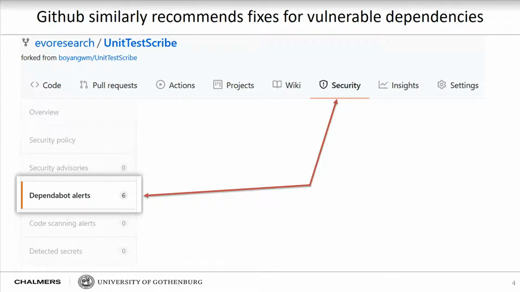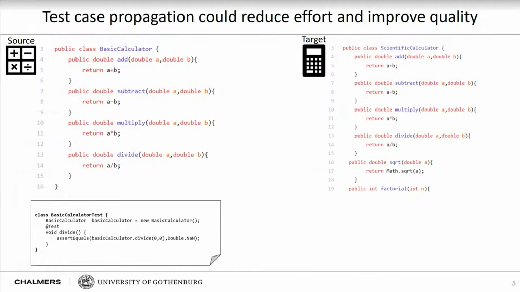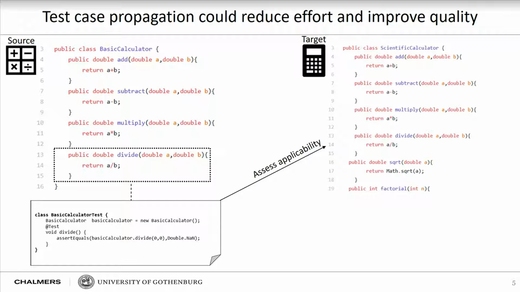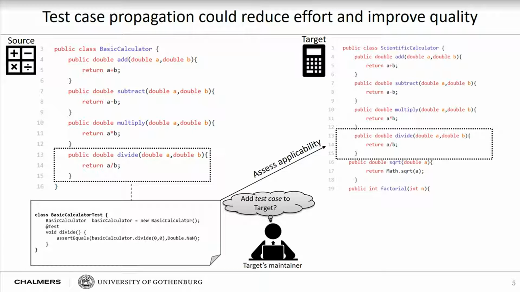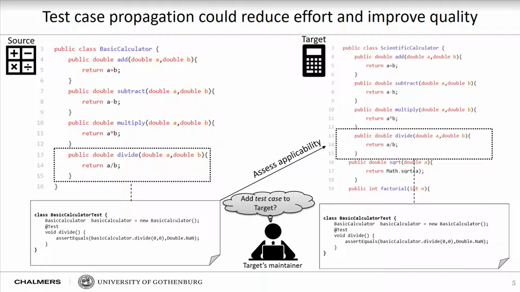So similarly, we propose a technique that would allow developers of forked projects to share test cases, thereby reducing effort and improving the quality of their projects. For example, here we have a test case for the basic calculator class. We would want to assess whether this test case can be applied to the target project, which is a scientific calculator. And then from there, we would recommend this to the maintainer of that target project. And if accepted, we want to propagate that test case and adapt it to the target project.